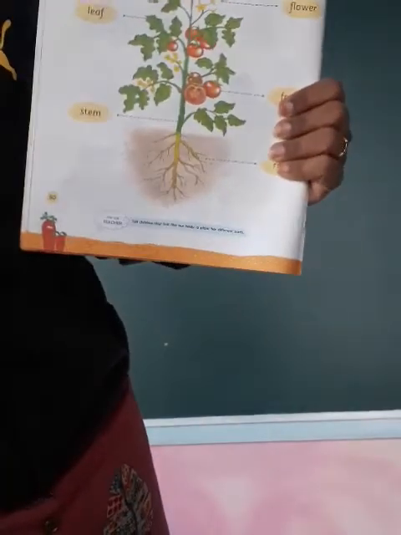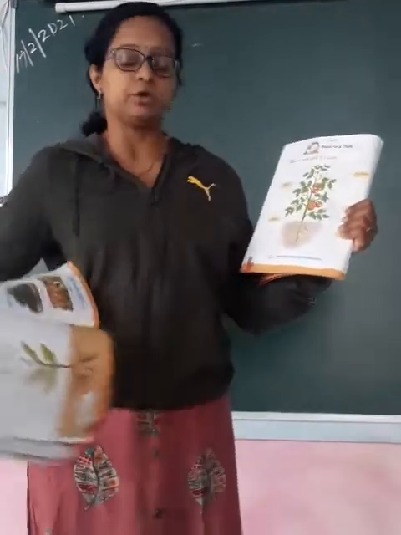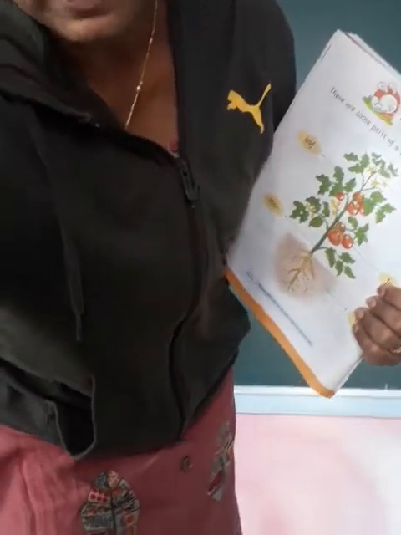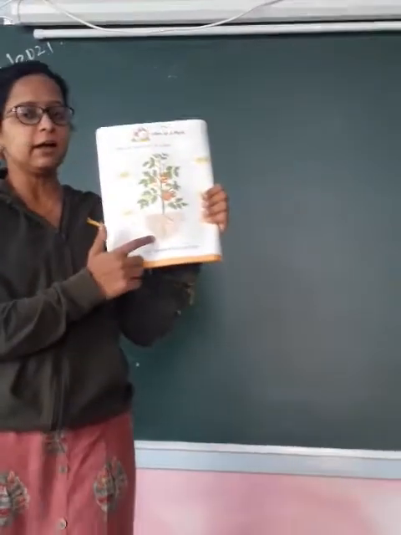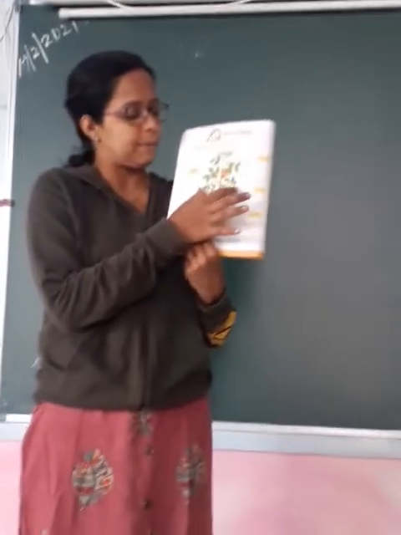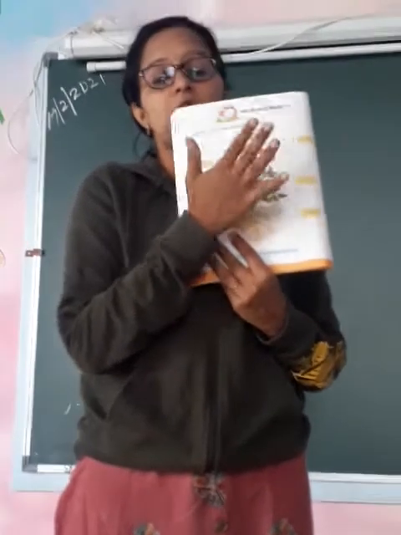Okay, UKG turn to page number 62 and LKG turn to page number 50. I'll tell you the parts of the plant. You know, under the ground it is called root, and above the ground, whatever tree or plant has grown is called shoot. There are two types of parts of the plant. One is the root and one is the shoot.